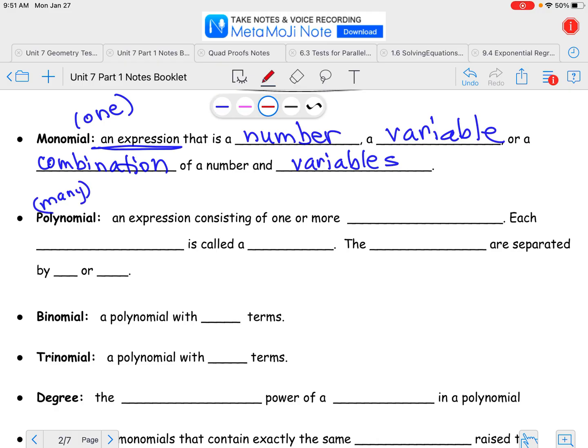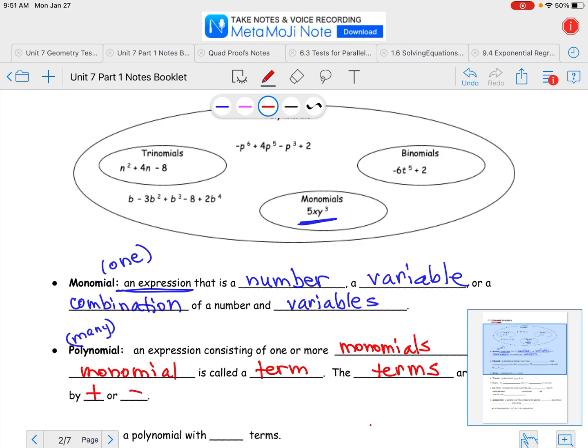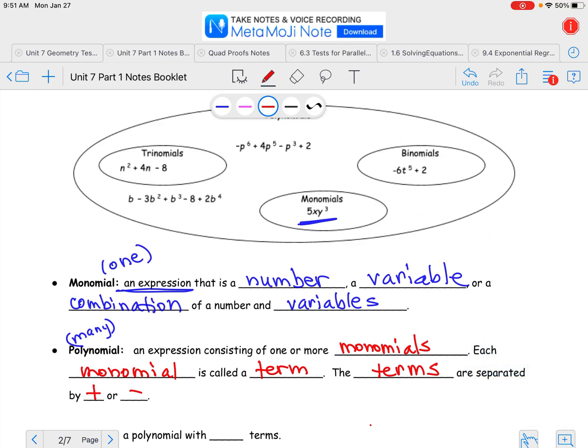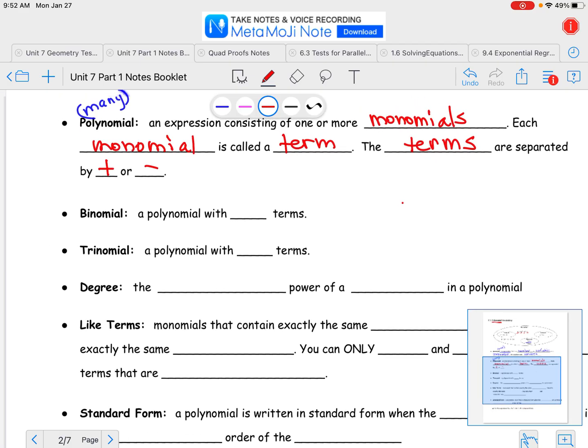So a polynomial is an expression consisting of one or more monomials, and each monomial is called a term. The terms are separated by plus and minus. That's how you know what starts one and stops another, how to separate them. So right here in this polynomial, you can see that you've got 1 with a plus sign, 2 minus 3 plus 4. You have 4 terms because the terms are separated by plus and minus.